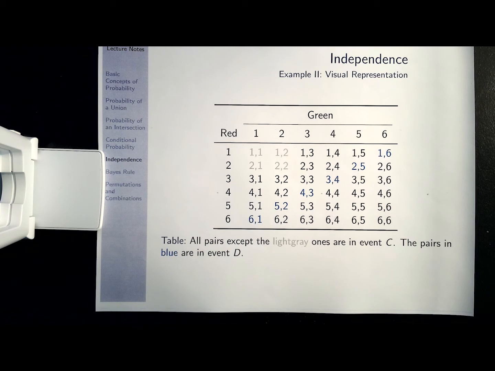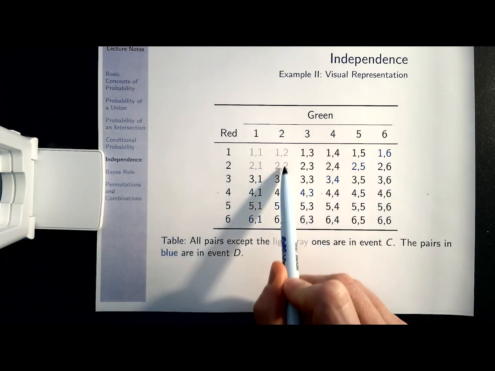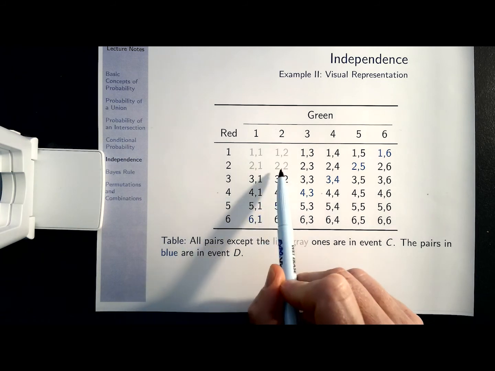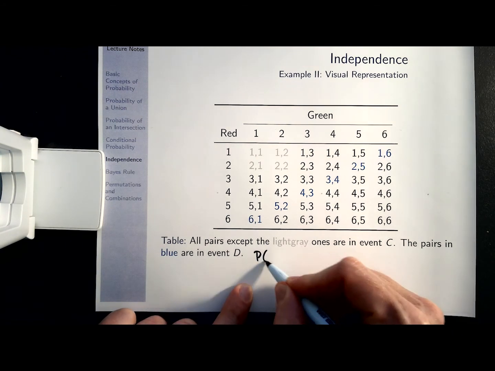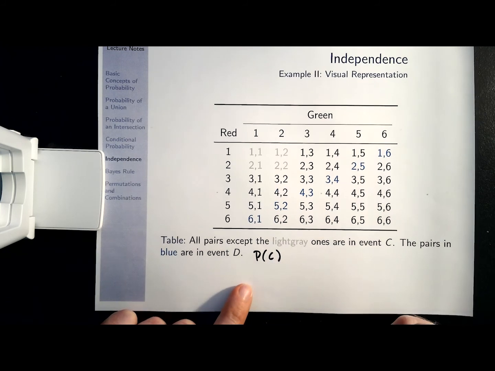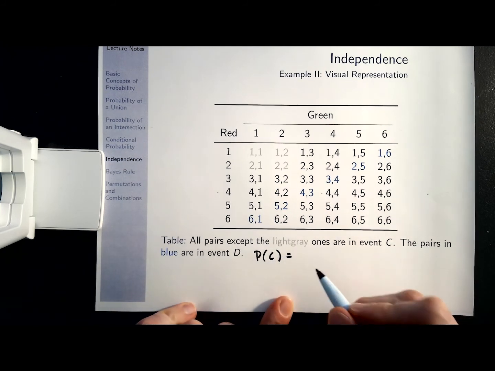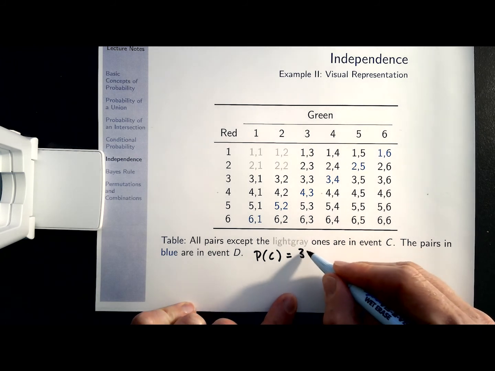Let us look at example 2, where we are now going to present a result where we have 2 dependent events. Event C is having at least 3 dots on either die. And note that this is true for all the outcomes except those 4. Here, for those 4 outcomes, we do not have 3 on either die. So the probability of C, having at least 3 dots on either die, is 32 over 36.